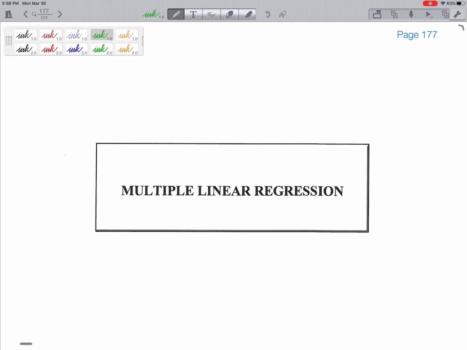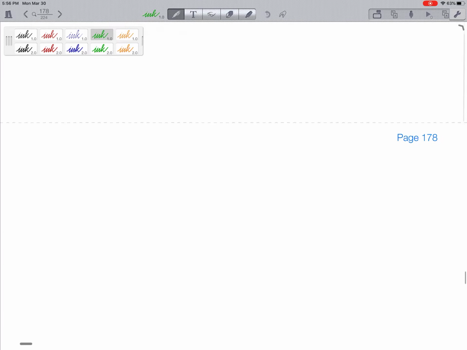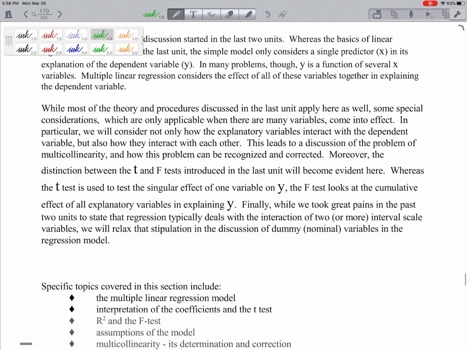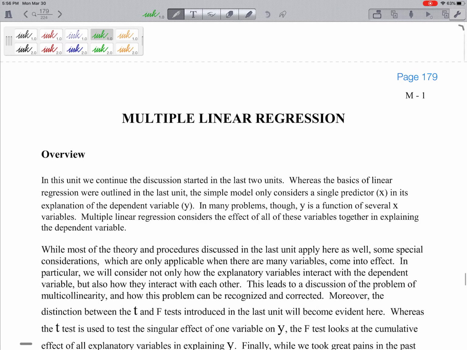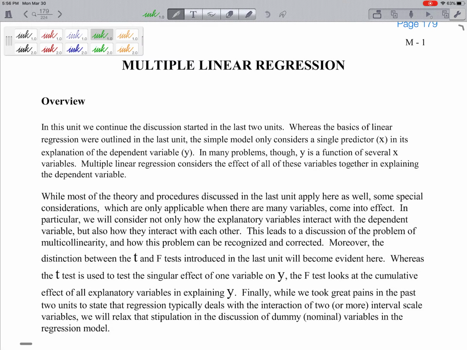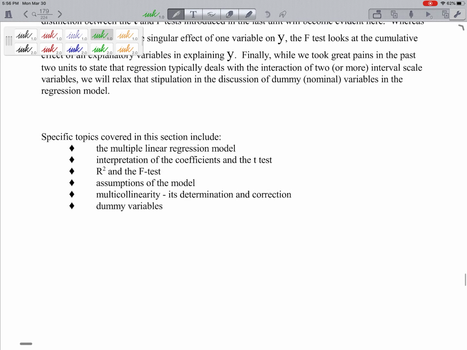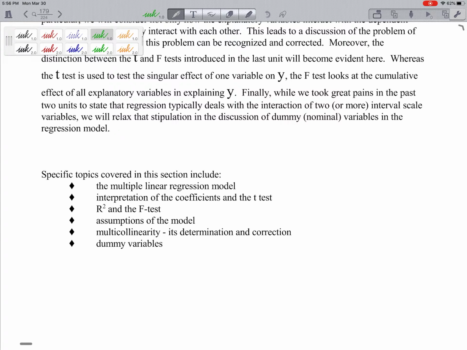We're taking a look at our very last unit in Business 307 on multiple regression, Unit M, and it starts on page 177. Of course, that's just the title page. Let's go down to page 179, which gives you just a bit of an overview on multiple regression. And really, I can probably do that a little better on the next page.